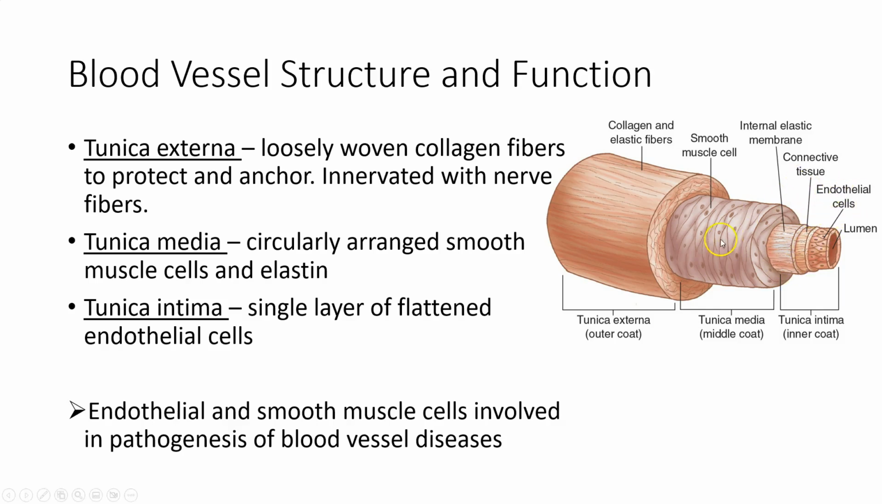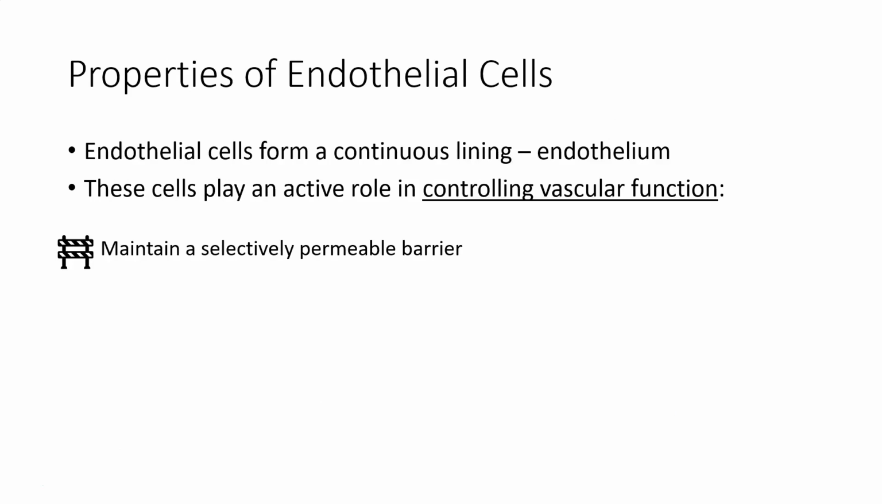The cells of the endothelium and our smooth muscle cells in the blood vessels can be involved in the pathogenesis of blood vessel diseases such as hypertension. So the endothelial cells form that smooth lining of the blood vessels called the endothelium. And these endothelial cells play an active role in controlling cardiovascular and other function. Let's look at the different properties and functions of endothelial cells.